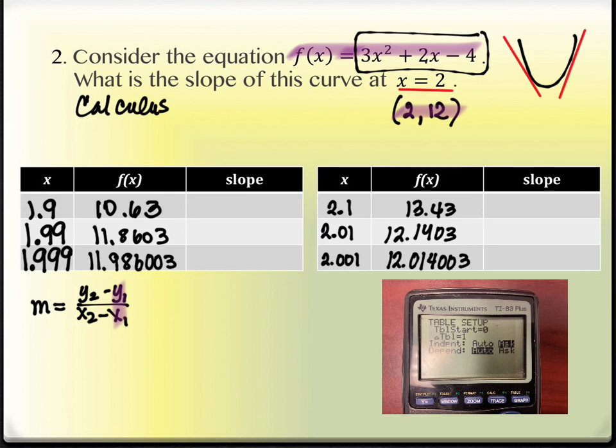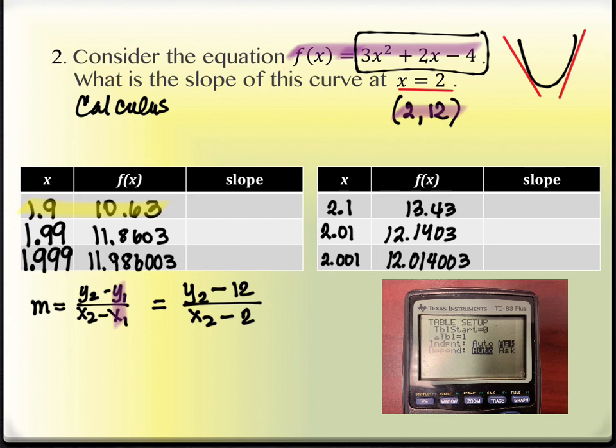Okay? So all of ours are going to have the form where we're going to take a y value, we'll call it y2, and we're going to subtract 12, and an x value, we'll call it x2, and subtract 2. Every single problem we do, okay? And the x2 and the y2 are going to be the values that we just created in our table. So our first x2, y2 is going to be 1.9 and 10.63.